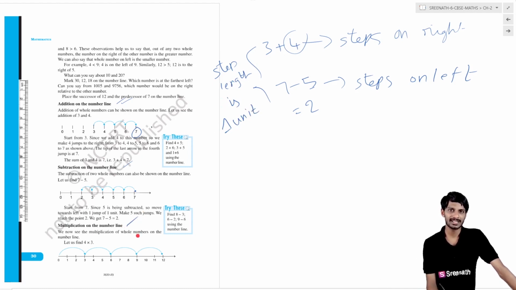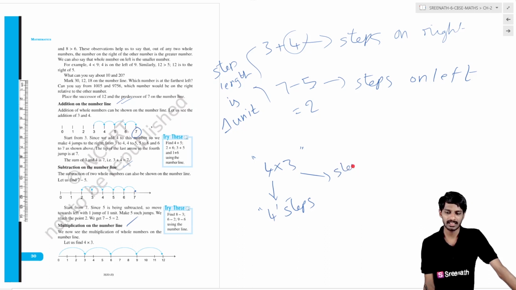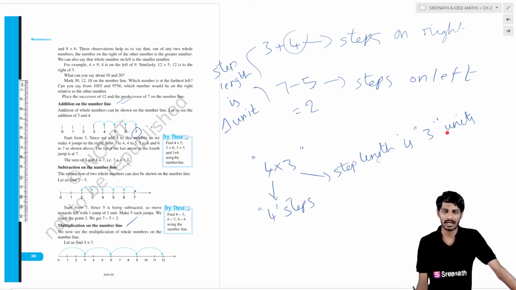And now, what is multiplication on the number line? How will multiplication be done on the number line? If you want to multiply 4 into 3, 4 means we have to take 4 jumps, which are 4 steps. And 3 represents the step length. Here the step length is 3 units. So every jump must have 3 units step length. If you are doing 1 jump, you are moving 3 units on the number line. Like that, you have to move 4 jumps or 4 steps.